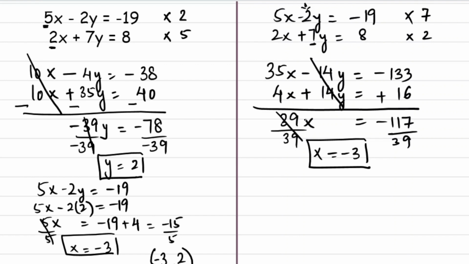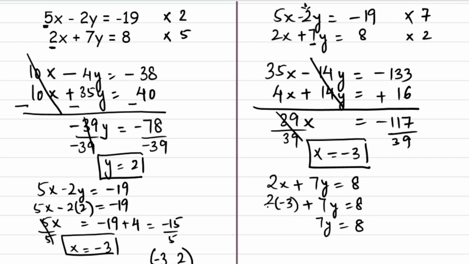Put x equals minus 3 in either of these equations. I'll put it in the second one. So 2x plus 7y equals 8. So 2 times minus 3 plus 7y equals 8. 7y is equal to 8, and 2 times minus 3 is minus 6. When shifted to that side, plus 6. 8 plus 6 is 14. Divide by 7 on both the sides and y comes out to be 2.